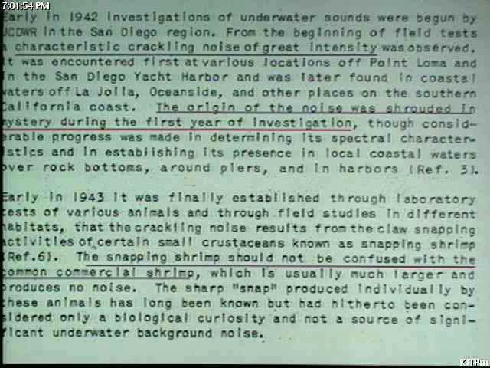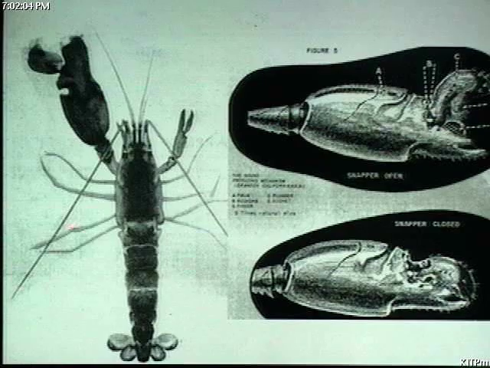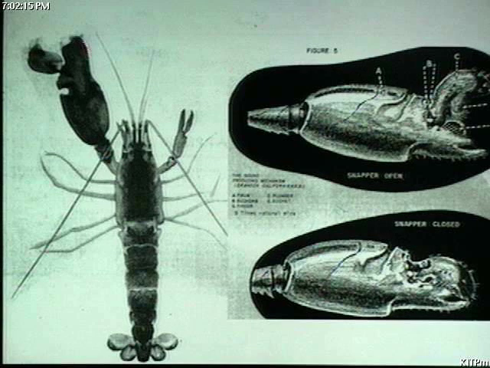So here are some images of these shrimp from the 1946 report. They're about 5 centimeters long. Here's the snap. As you can see, the snap is nearly as big as the shrimp. This is the jaw which closes. Here's a blow-up of the claw. Here's the claw. Here's a blow-up in the open position.